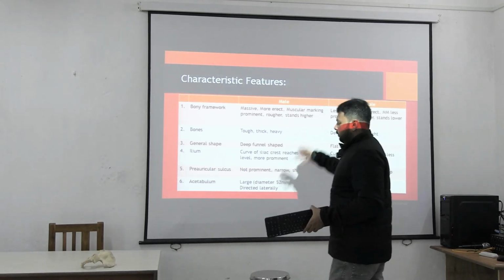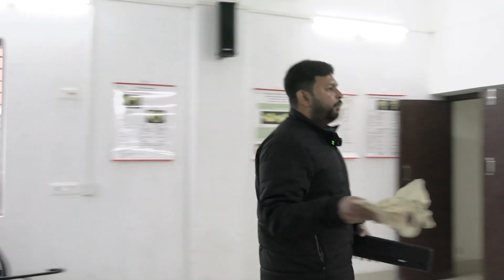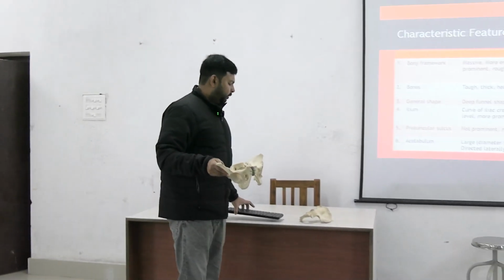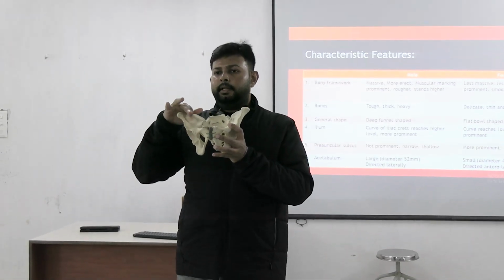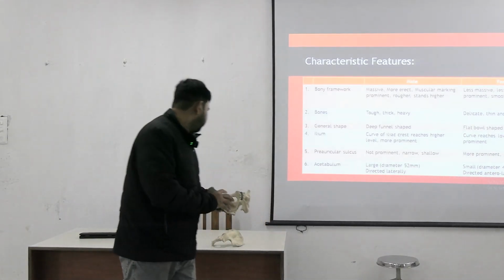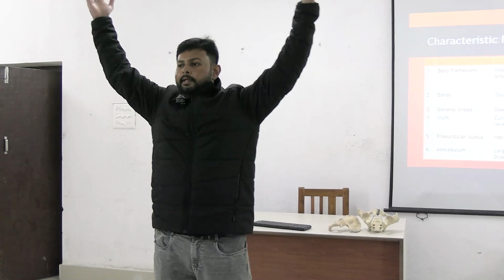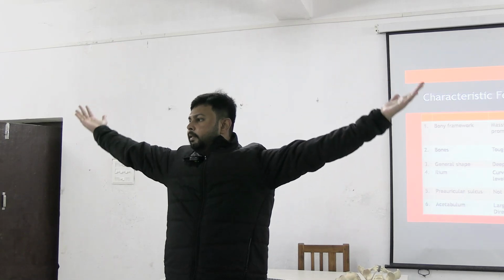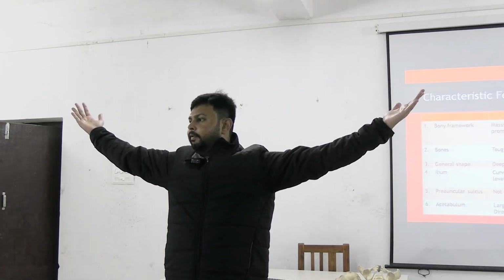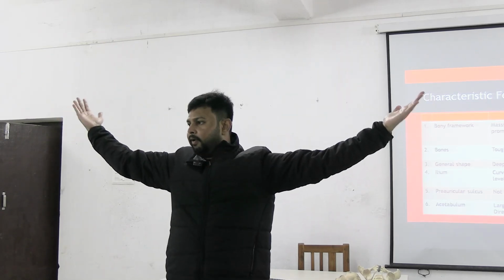So coming to the articulated pelvis, we'll discuss these not so important features also. Coming to the ileum, in case of males it will be funnel like, but more erect. Females it will be bowl shaped, saucer shaped. Males more erect, females less erect, flat bowl shape.